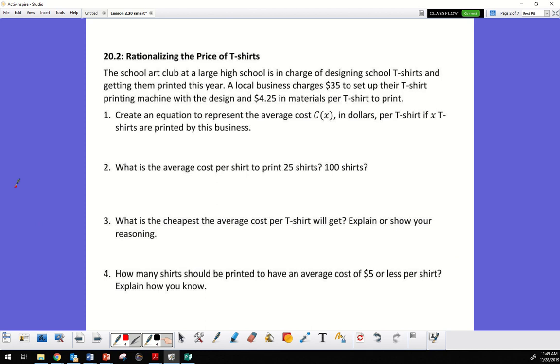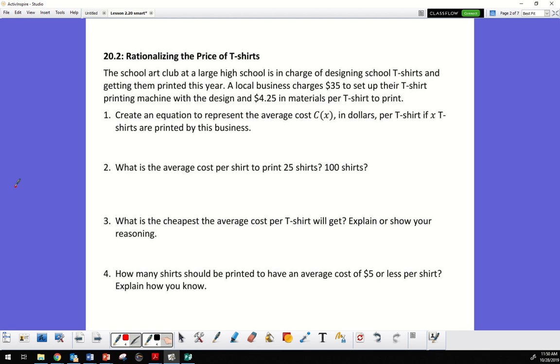Okay, so my problem says the school art club at a large high school is in charge of designing school t-shirts, getting them printed this year. A local business charges $35 to set up their t-shirt printing machine with the design and $4.25 in materials per t-shirt to print. Create an equation to represent the average cost, C, in dollars per t-shirt, X. T-shirts are printed by this business.